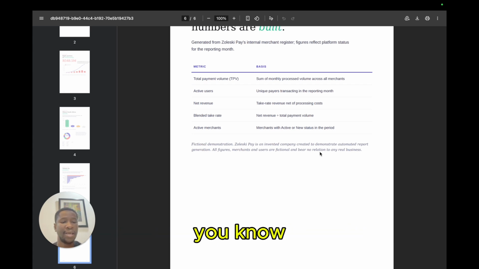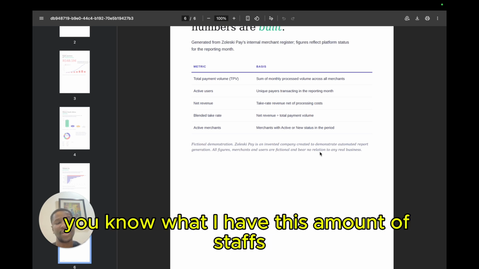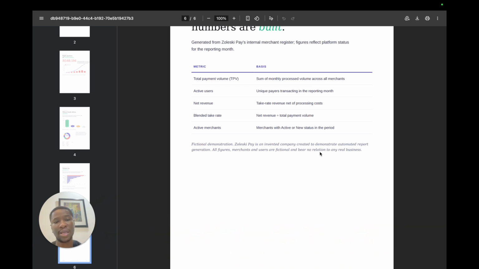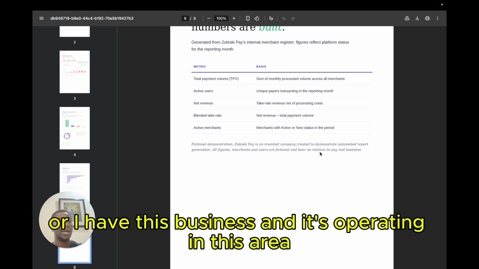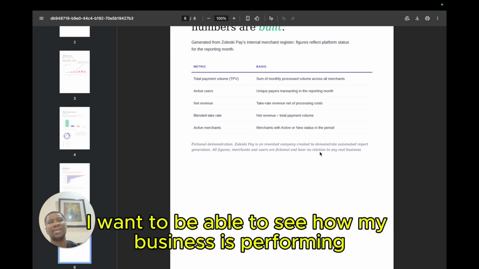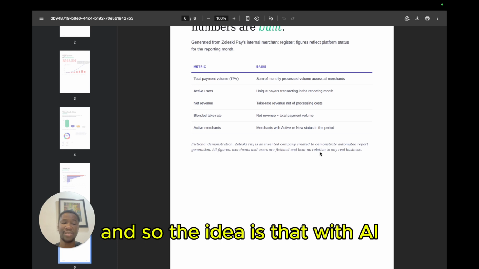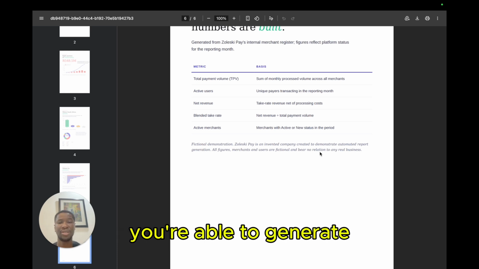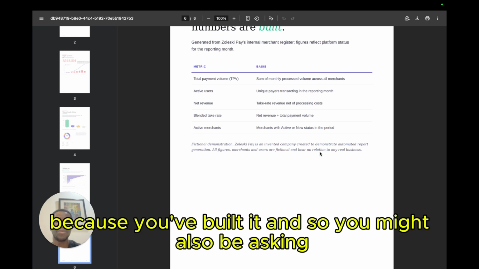And I've seen requests from clients where they're like, I have this amount of staff and I want to be able to track how they are performing across different KPIs, or I have this business and it's operating in this area and I want to be able to see how my business is performing across these specific KPIs. And so the idea is that with AI, you're able to generate very useful and meaningful information within a short period of time because you've built it.